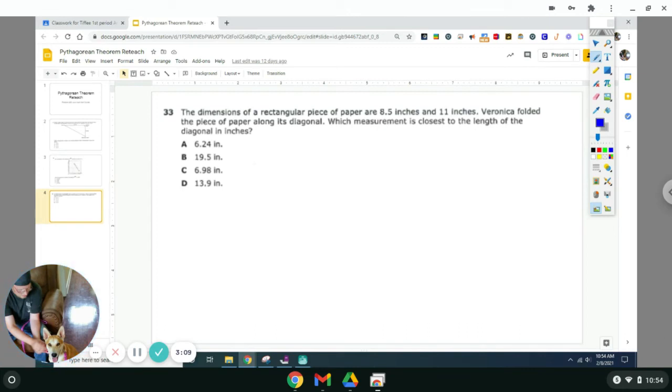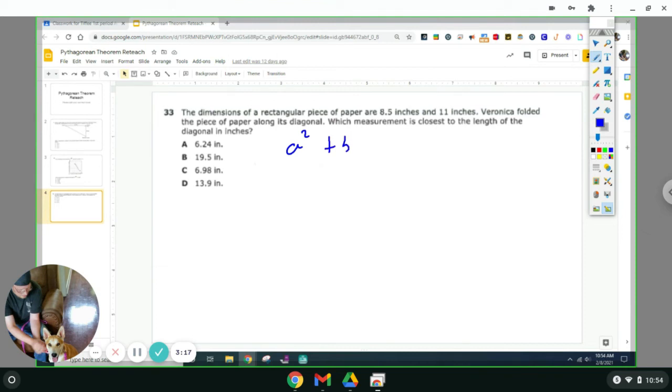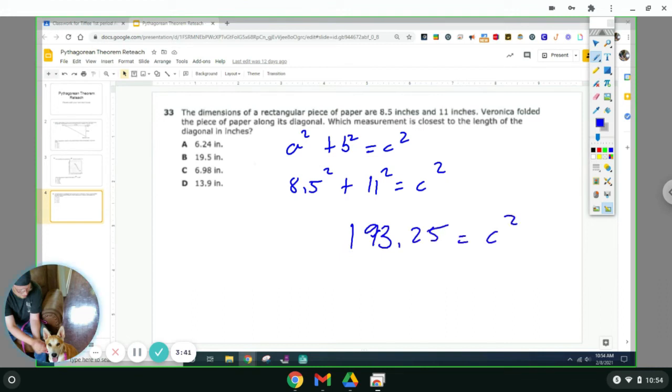So basically 8.5 and 11 are your a and b. You're going to do a squared plus b squared equals c squared. So 8.5 squared plus 11 squared equals c squared. That comes out to 193.25 equals c squared, and you're going to square root it. It's 13.9.